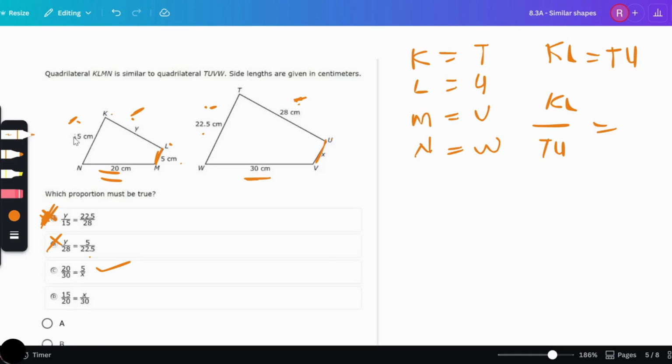Let's look at the last one. 15 over 20. We have 15 here. This is the side that corresponds to it. So 15 over 20, then x over 30. It cannot be x over 30. It's supposed to be this over this. So this is wrong. So when you are choosing, make sure the sides you are choosing correspond. Else, you get a wrong answer.